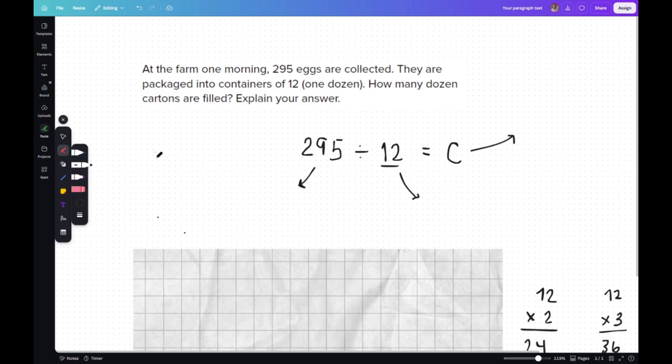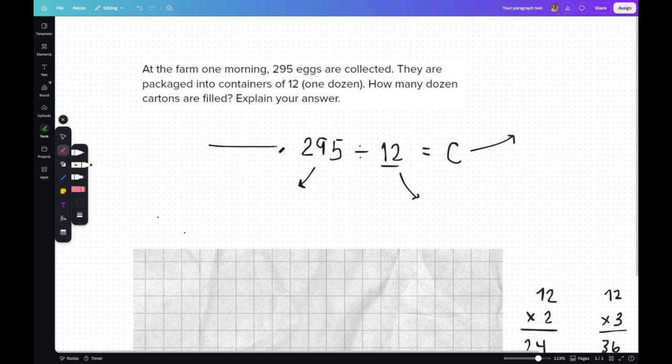So basically we need to make groups of 12, and remember, when we need to make groups and we have a certain number of something, for example in this case we have eggs and we need to make groups, that's a division, and we don't need to think more. It's just a division because we need to make groups. So now we're gonna have it like this.